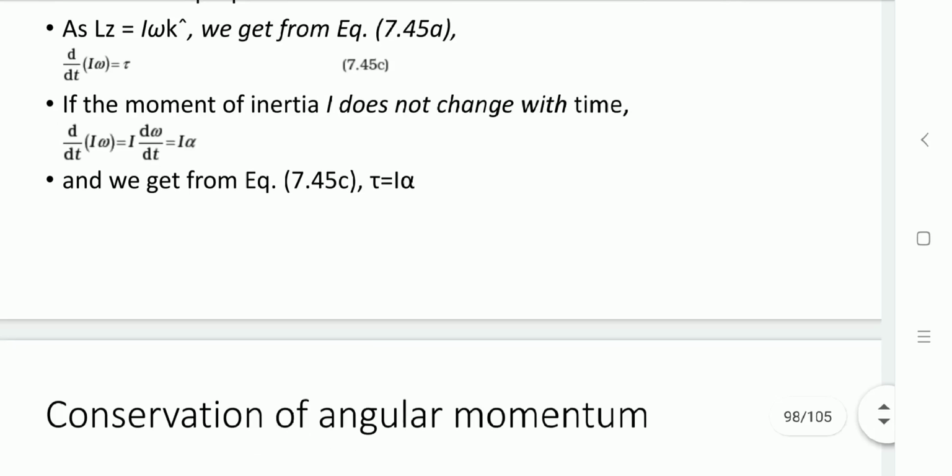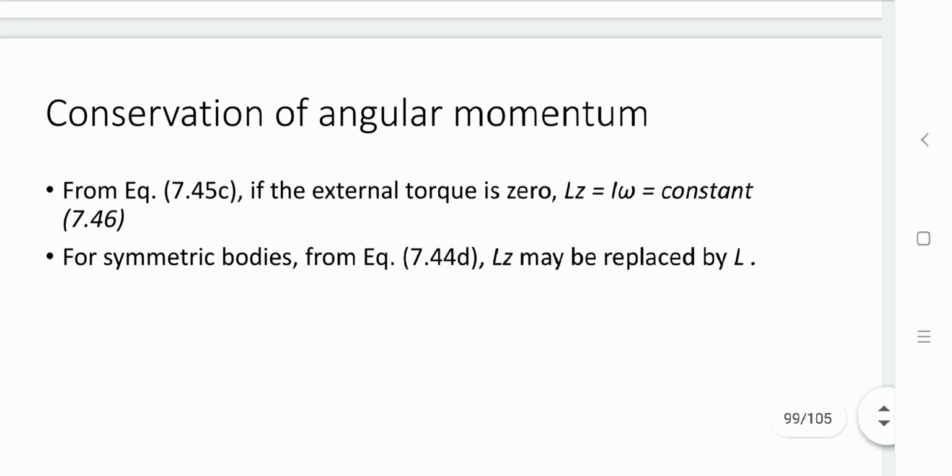Now let us understand conservation of angular momentum. Here, if the external torque is 0, then Lz equals I omega, which is constant, and Lz can be replaced by the total angular momentum L.